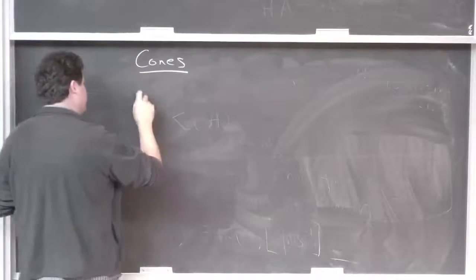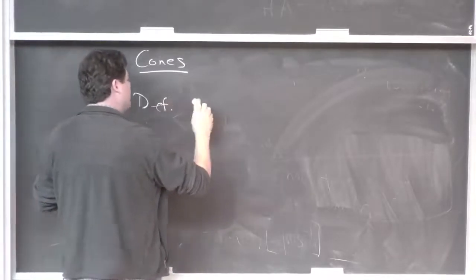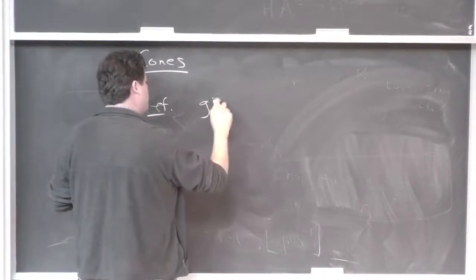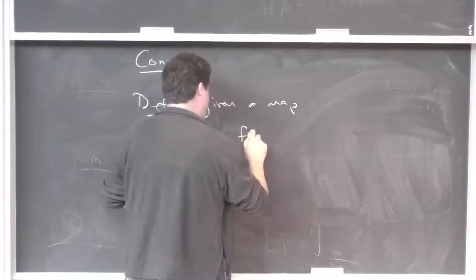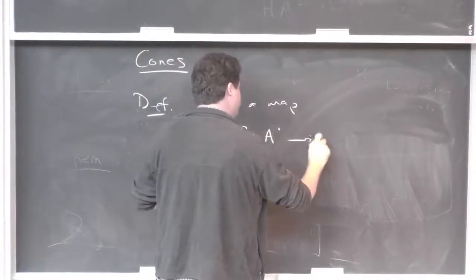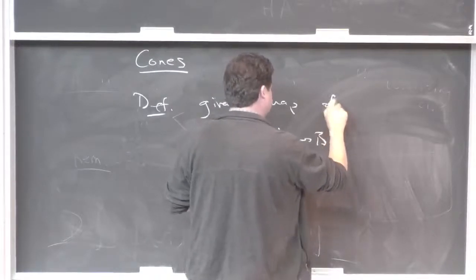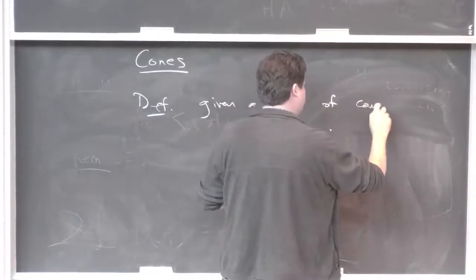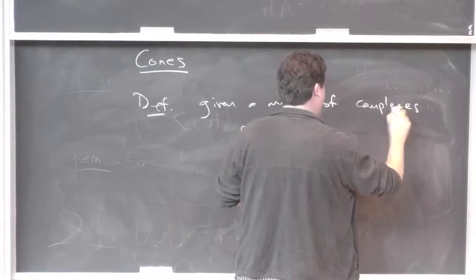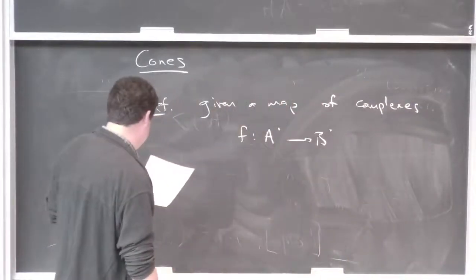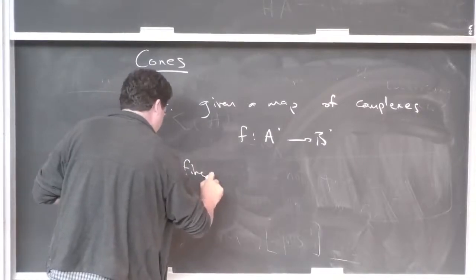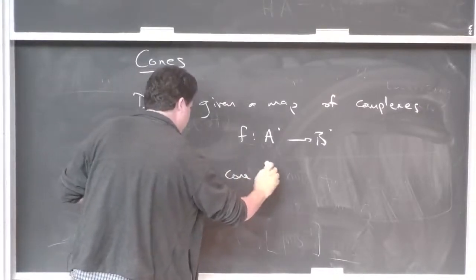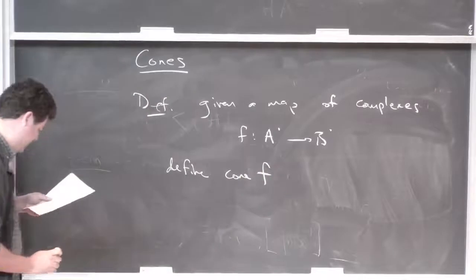So the definition: given a map F from A to B, a map of complexes, so a chain map like that, we define the cone of F.